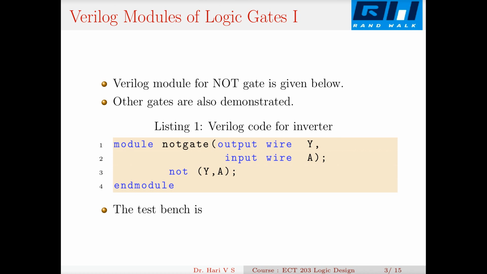Let us look at a NOT gate. Here the module, notgate, is the name of the module, and the output is wire Y. There is one input and one output. The input is a wire, that is A, and the output is wire Y, so it is not Y comma A, and then endmodule. This is very simple code.